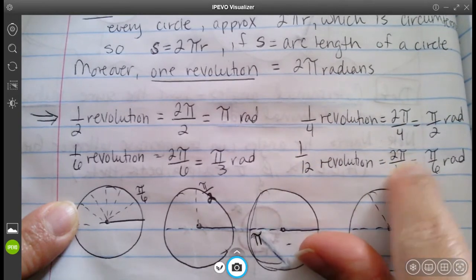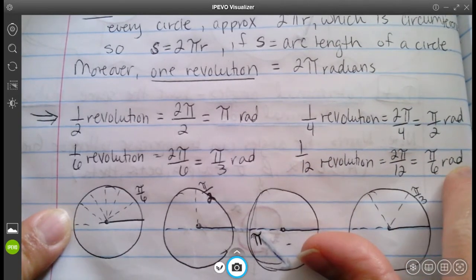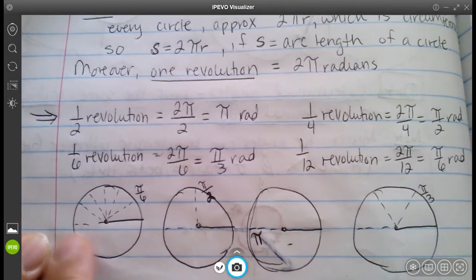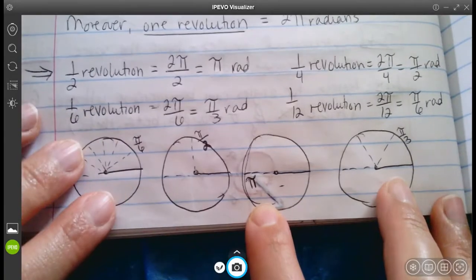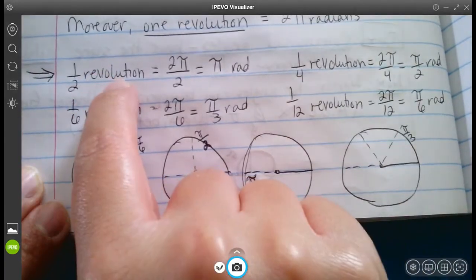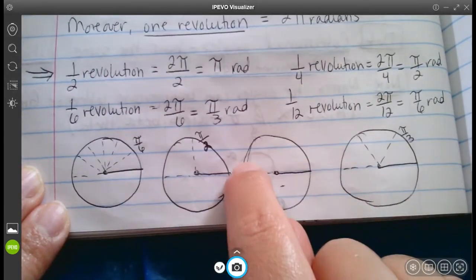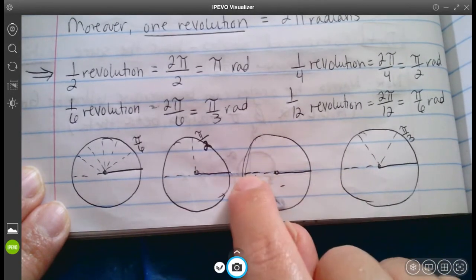1/12 divided by 12, this reduces to pi over 6, okay? And you can see here are a few visual demonstrations of what those look like. So for the 1/2 revolution, if you're going to go halfway, that's going to land on this right here.